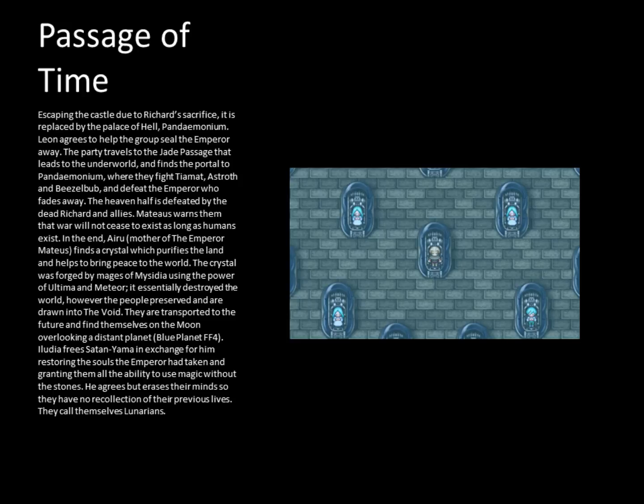The party travels to the Jade Passage that leads to the underworld and finds the portal to Pandemonium, where they fight Tindaman, Astaroth, and Beelzebub, and they again defeat the Emperor, who fades away. The heaven half is defeated by dead Richard and allies. Matthias warns them that war will not cease to exist as long as humans exist.